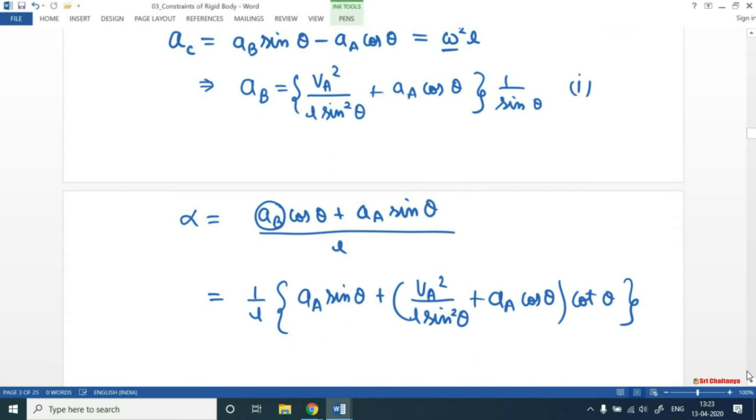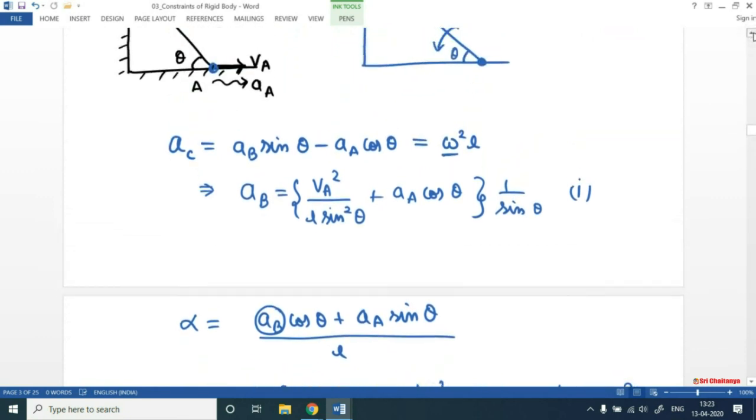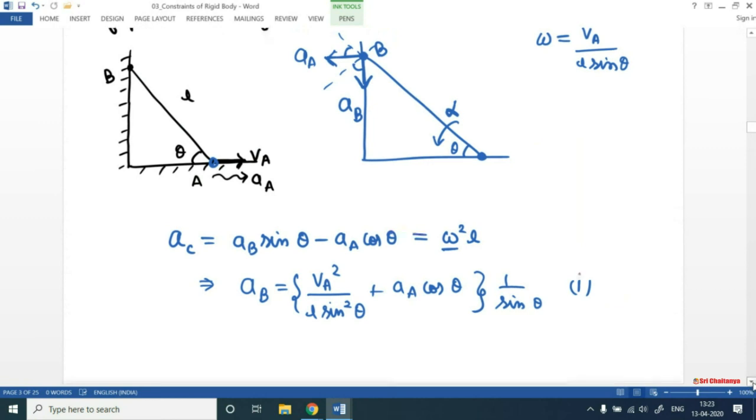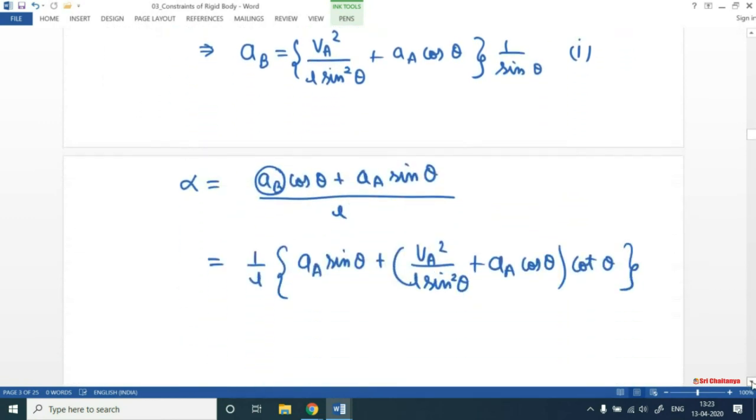Okay, so we have learned in this discussion how to use rigid body constraint to find out the acceleration as well as velocity of any given point, and we must also be able to find out the angular velocity and angular acceleration of the rigid body.